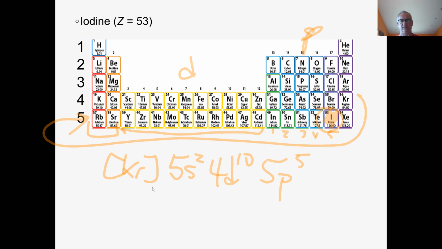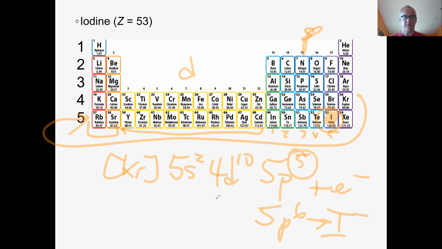It's going to add one, right? Where's it going to go? 5p6. Yes, we fill the 5p level when we add an electron. So plus an electron, we get 5p6. That's how we get the iodine ion, or iodide. Iodide, it's always fun to say.